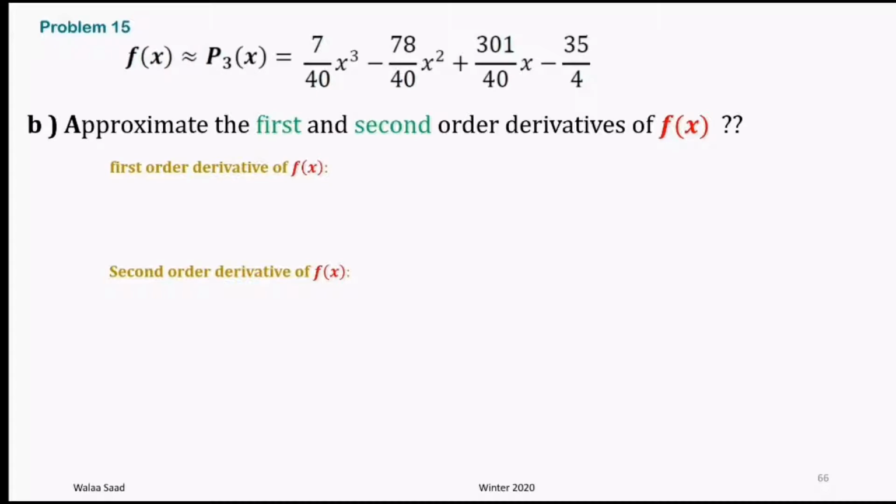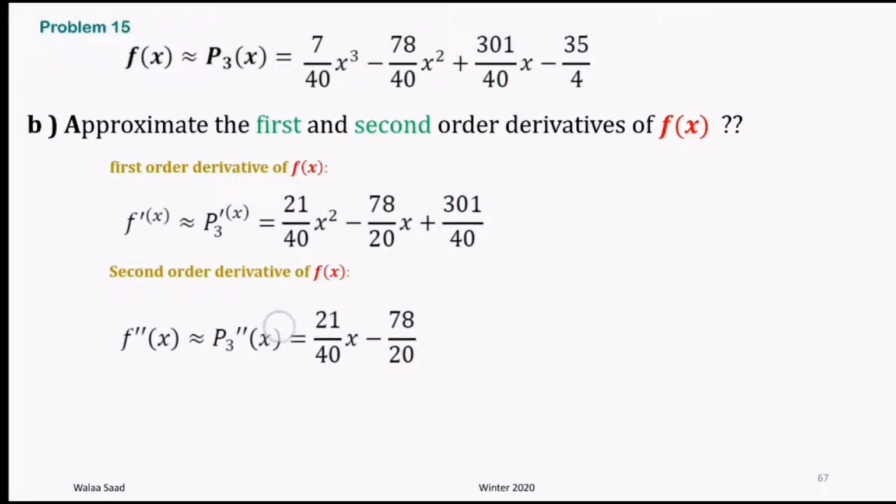Now let's approximate the first and second order derivatives, as we see that it's a direct polynomial, and we can evaluate the derivatives by dropping the power and then subtracting 1. So 3 times 7 is 21 by 40, and then x squared minus times 2, the 2 will simplify with the 40, so it's 78 by 20x plus 301 over 40. And the second derivative is applying the same as the first derivative, dropping the power and subtracting 1, and here we go.